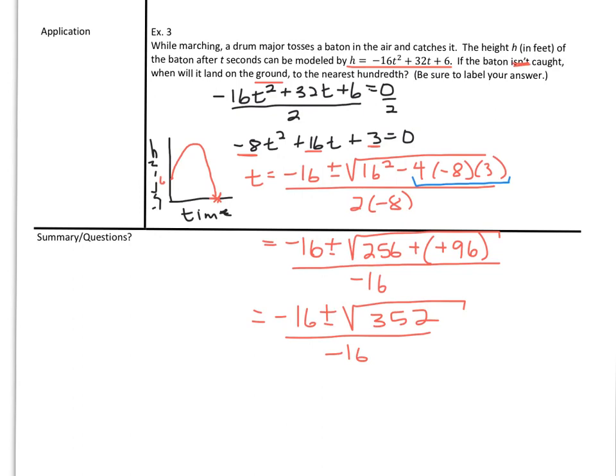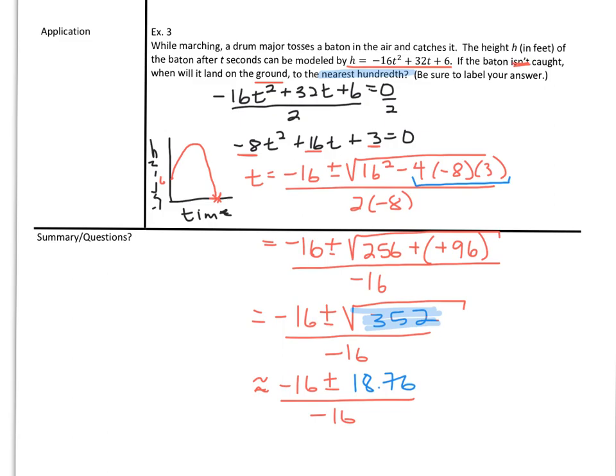But remember, up above in the directions, it said round to the nearest hundredth. So that is going to be useful for us right here. We're going to plug this into our calculator and actually round it to the nearest hundredth. If you take the square root of 352, we get approximately 18.76. So then we're going to do a squiggly equals, because it's not exact any longer. Negative 16 plus or minus our approximation 18.76, all over negative 16.